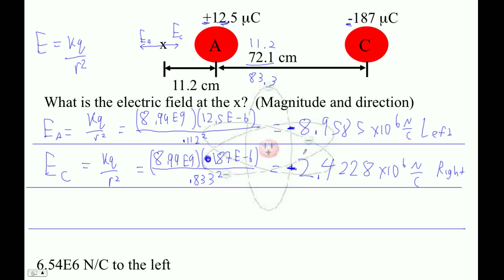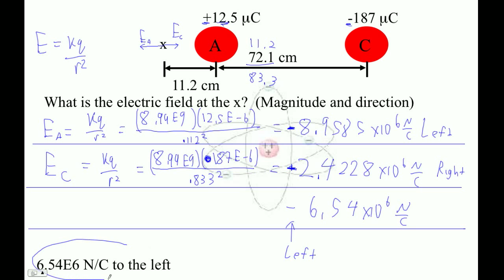So I'm going to go 8.9585 E6 minus, whoops, I need to make that one minus, and then plus the 2.4228 E6, and I get negative 6.54 times 10 to the 6th newtons per coulomb, which negative here means left.